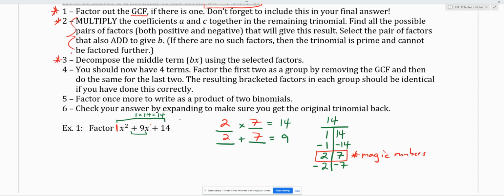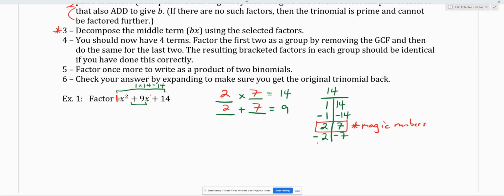We're going to use those magic numbers to decompose or break apart our middle term, the bx, in this case the 9x. So we're going to break it apart into 2x plus 7x. Now we know we could go right back to the 9x if we wanted to, but that's not our intention. Copy down the other two terms that we didn't touch, the x squared plus the 14, and we're done step 3.